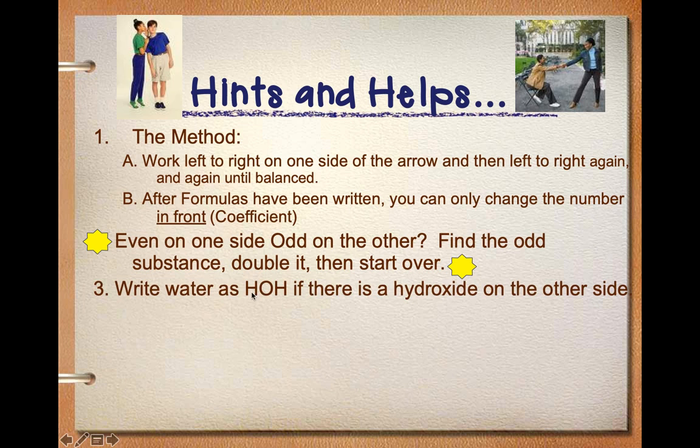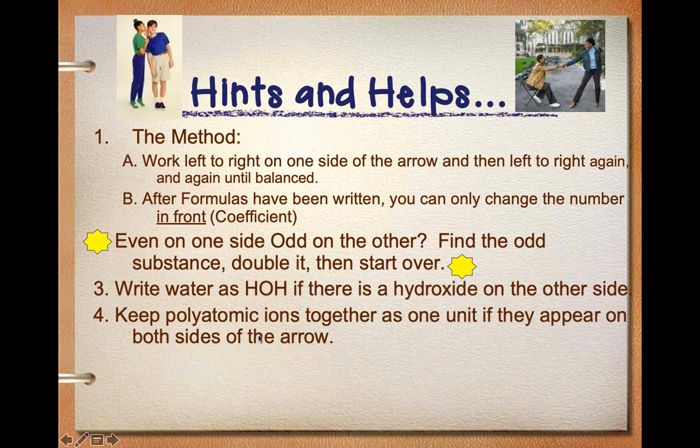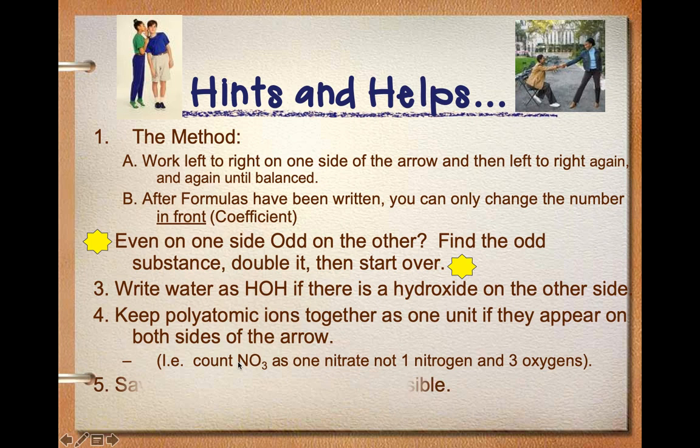Sometimes writing water as HOH instead of H2O will help you match up OHs on water and hydroxide on the other side. That's a hint. And then remember those things called polyatomic ions, those group atoms. Don't split them apart. So for example, NO3 is nitrate. If you have NO3 on both sides of the arrow, don't think of it as 1 nitrogen and 3 oxygens. Think of it as 1 nitrate. Or if there's parentheses around it and a 3 on the outside, that's 3 nitrates. Don't worry about splitting it apart. That'll help a little bit.